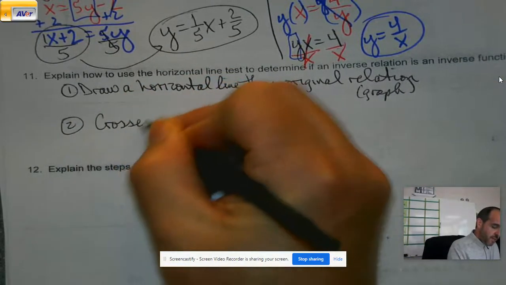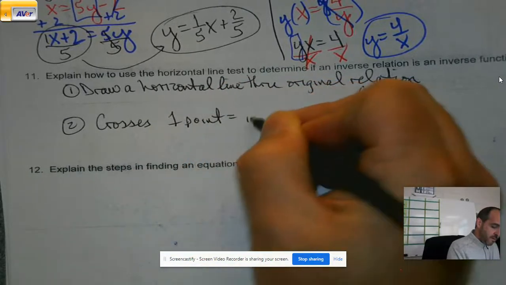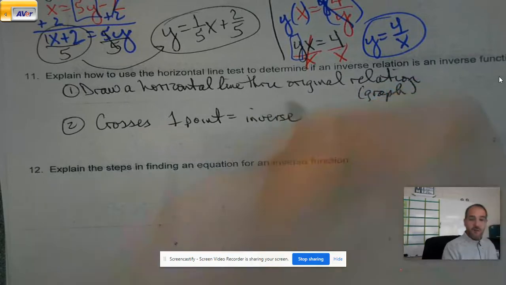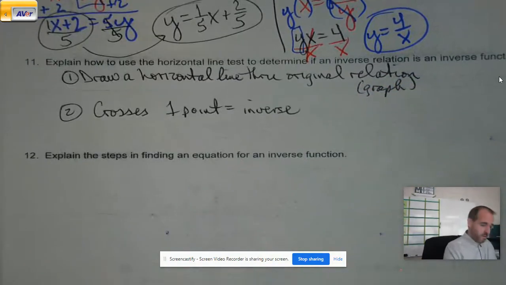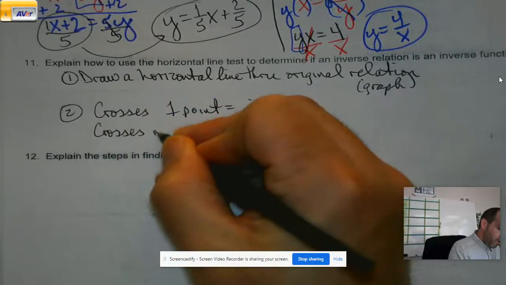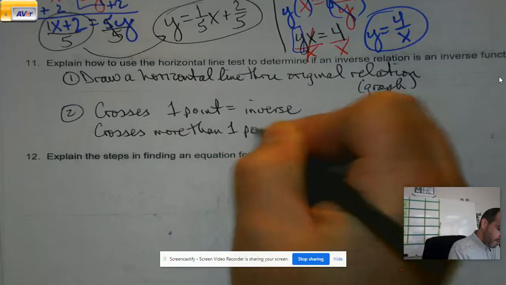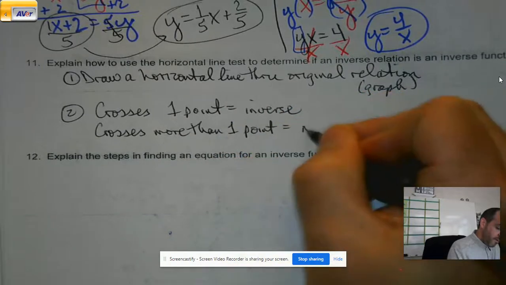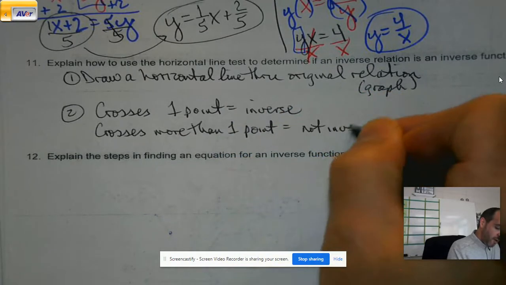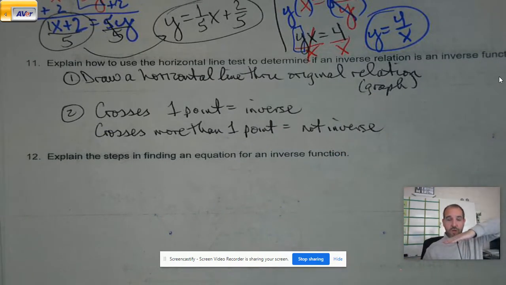If it crosses one point, it's the inverse. You don't have to get fancy here. If it crosses more than one point, it means it's not the inverse of that original function. That's it. Horizontal line, one point, inverse. More than one point? Nope.